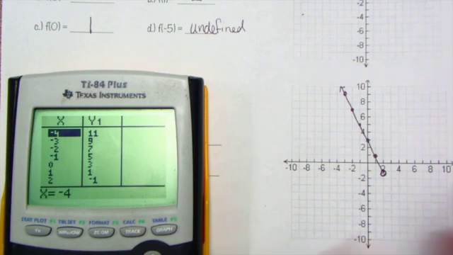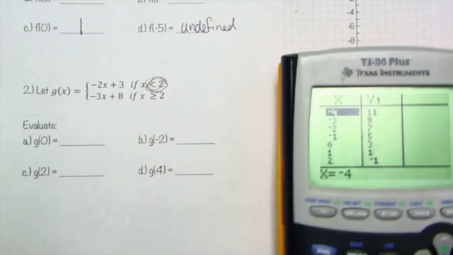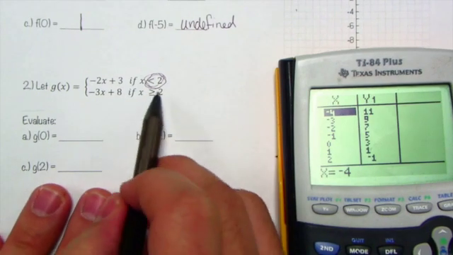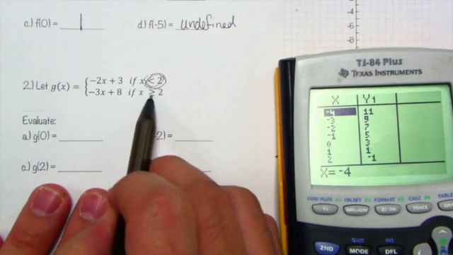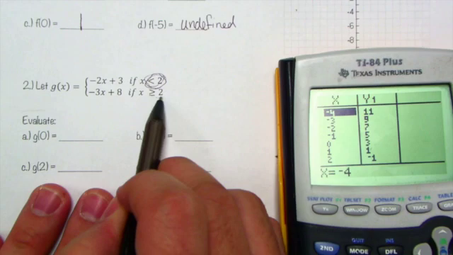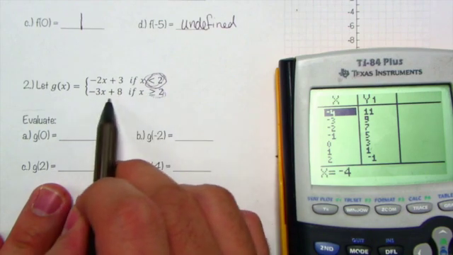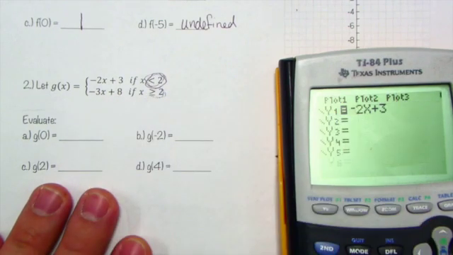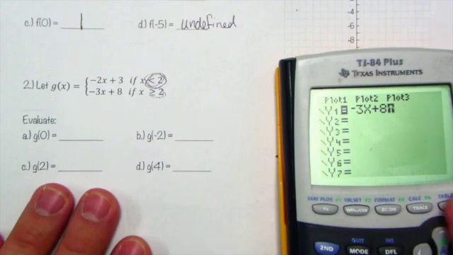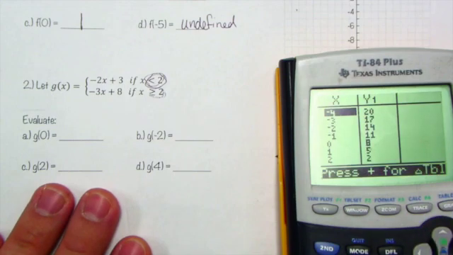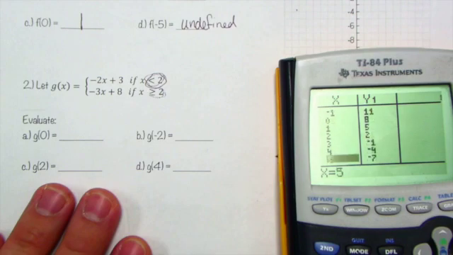And now the second part. The second part also starts at 2, but because it's an equal to, it will have a closed dot, but it's a new function now. So I have to go to y equals and input my new function. Negative 3x plus 8. And go to our table. So this is everything that's greater than or equal to 2.